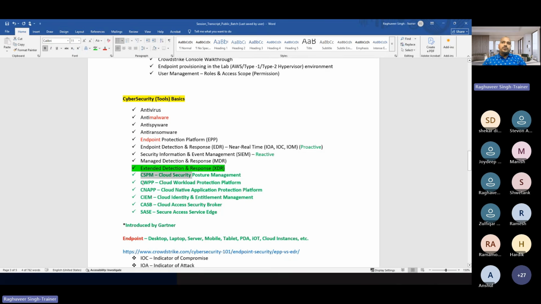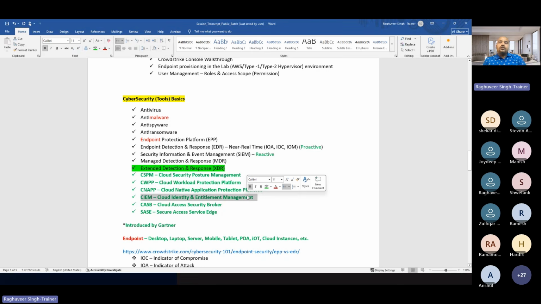CrowdStrike has a CSPM solution. CrowdStrike has CWPM, CNAPP solution. CrowdStrike has an identity security solution. CrowdStrike is lacking here. CrowdStrike doesn't have a context-aware security management solution, which they are trying to incorporate into their CIEM solution, which is CrowdStrike Certified Identity Specialist.